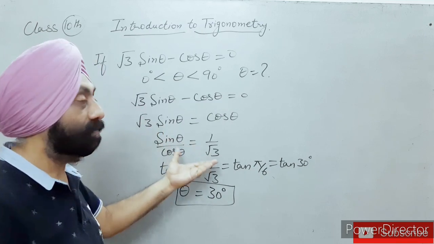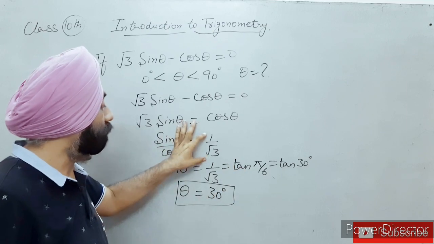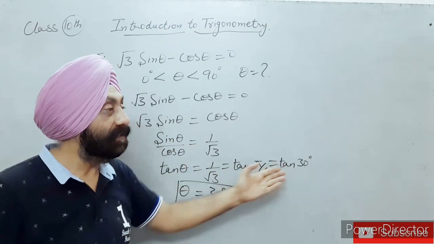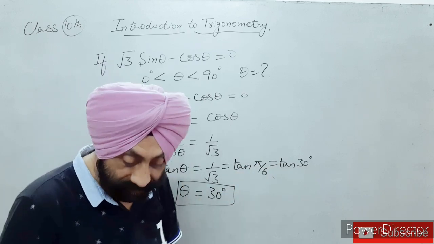The only thing you need is to remember the value 1 by under root 3. Tan of which angle is 1 by under root 3? That is tan 30 degrees. So theta equals 30 degrees.